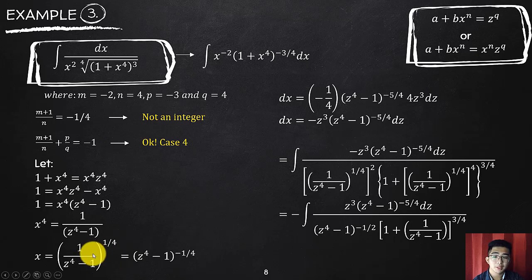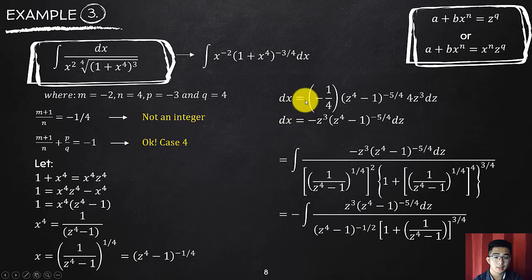Or if we bring up the denominator to the numerator, we simply take the negative exponent. So this becomes z raised to 4 minus 1 quantity raised to negative 1/4. This is now x. So we can now replace x. But remember, in substitution, we also replace dx. So take the differential of this expression. This is simple by power formula only.